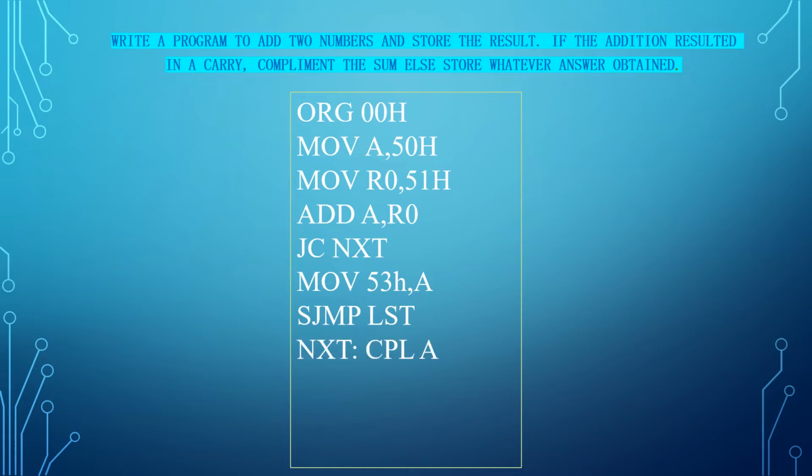And the next instruction, NXT, is the label where we come whenever there is a carry. At this line, we complement the contents of the accumulator using CPL A. And after complementing the accumulator content, load the accumulator value into the location 53H.